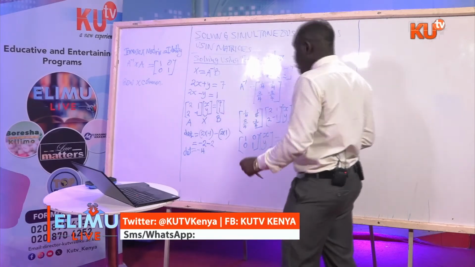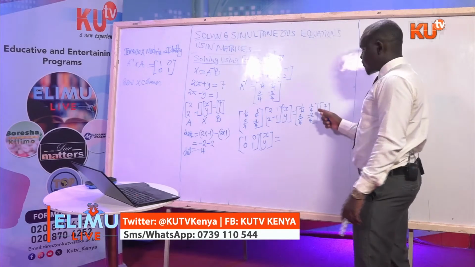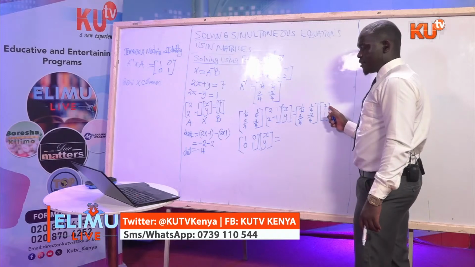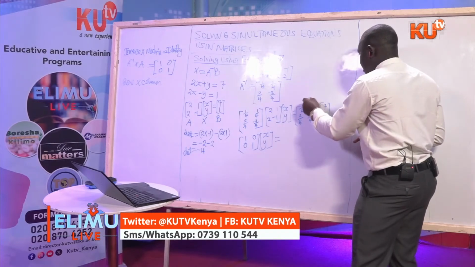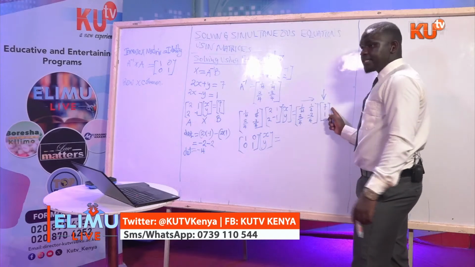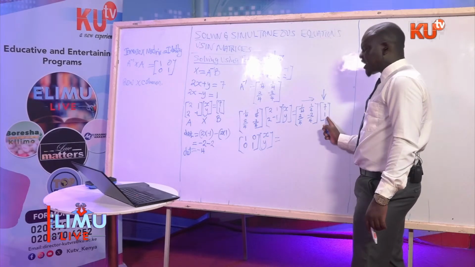So, how am I going to achieve this? I'm going to do it in this manner. 1 over 4 times 7, it's row times column. Don't forget that, learners. Row times column. So 1 over 4 times 7, you add it to 1 over 4 times 1. That gives you the value.